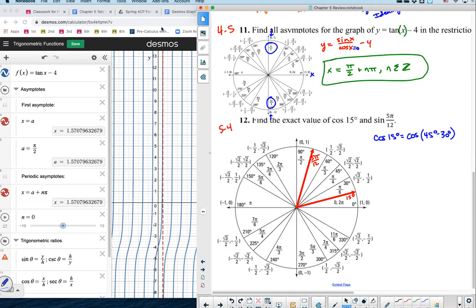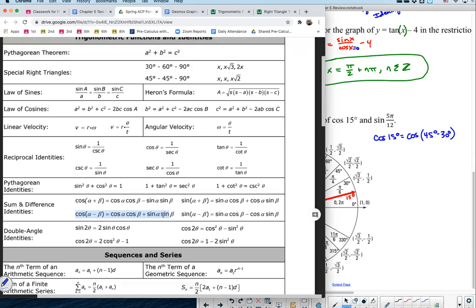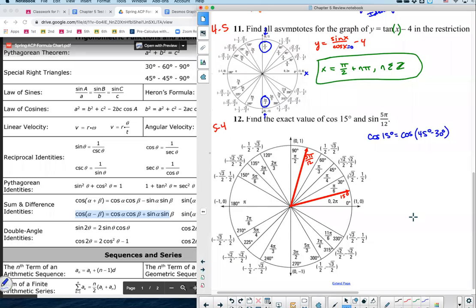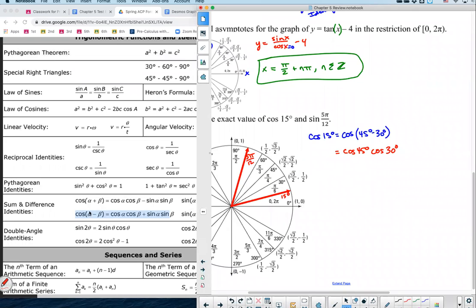Now that is a difference identity, which on our formula chart, here's the sum and difference identities. I'm dealing with cosine, so I'm looking at this formula right there. That highlighted it very well for us that time. So that's the formula I'm going to be using here. I'm going to do a little substitution. So cosine of angle A minus angle B is going to be equal to cosine A, so cosine 45, times the cosine of B, which is 30. Ignore the negative, that's just telling you which formula to choose, plus sine of 45, sine of 30.